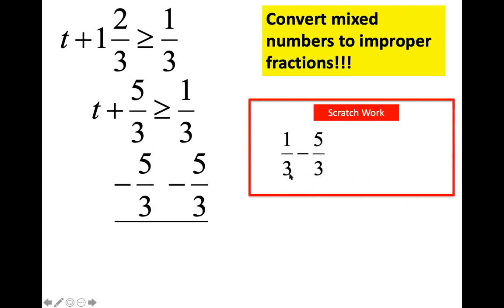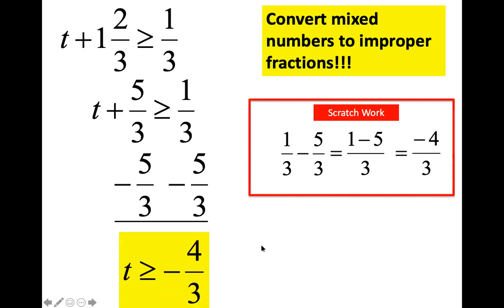Look, we got common denominators. Life is good to us. 1 minus 5 is -4, so we get -4/3. That would be what we get here. So t is greater than or equal to -4/3.